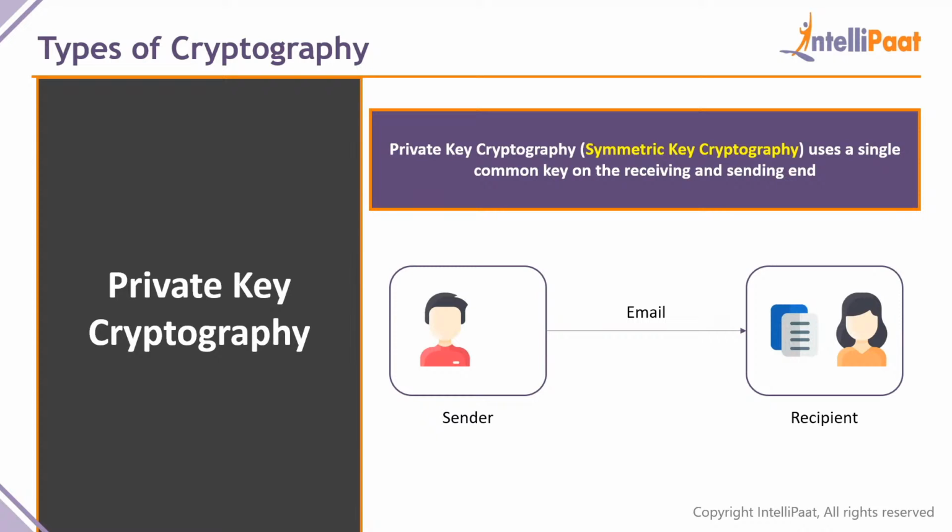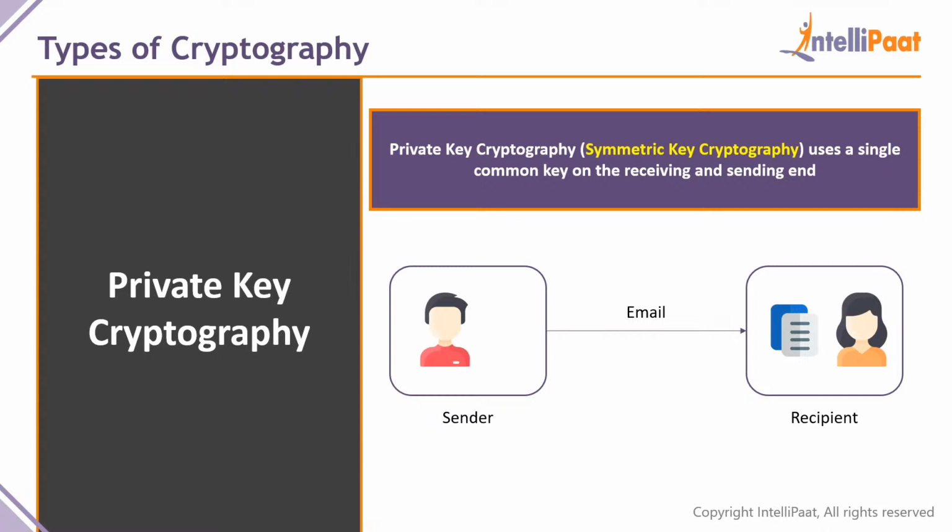So even if an intruder accesses that cipher in between, since the intruder does not have access to this key, he will not be able to decrypt that data. Now this is called private key cryptography or symmetric key cryptography. Only one key is involved in the entire process.